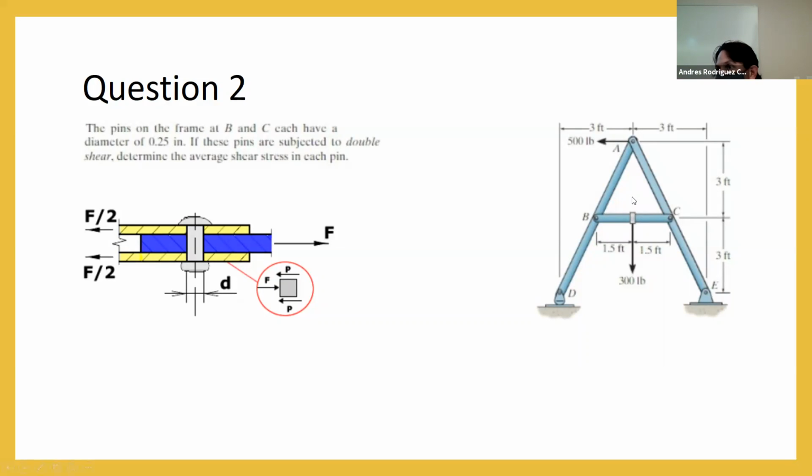A double shear has a special consideration. A double shear is going to generate two shear planes here because we got two surfaces. So we are going to have shear here and shear here. It means that the shear force that we're going to obtain has to be divided by 2, right? Because it's dividing between the two planes that it is going to act in.